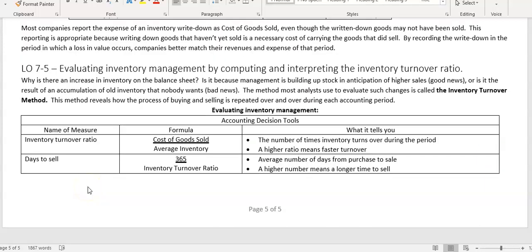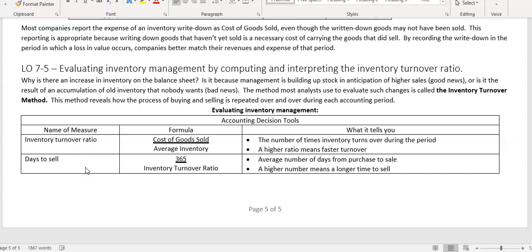Okay, I was wrong. There is one more learning outcome, 7-5. And these are some metrics that can help retailers or accountants, anyone looking at a company's books, investors and creditors for that matter, evaluate inventory management. In other words, we're evaluating the folks that run the business. How well are they managing their inventory? And the two ratios or metrics are called the inventory turnover ratio and the days to sell.